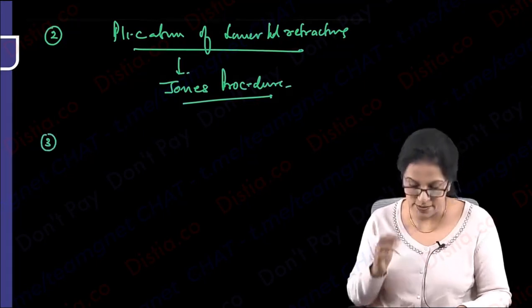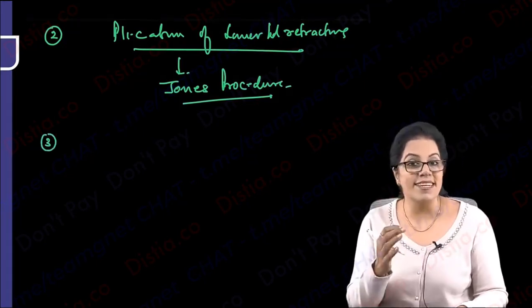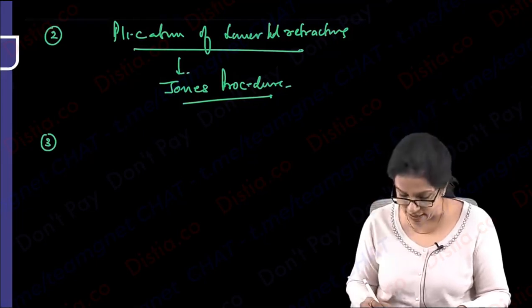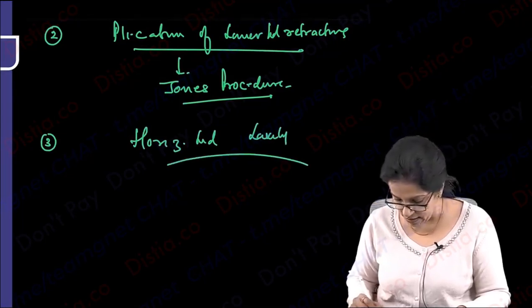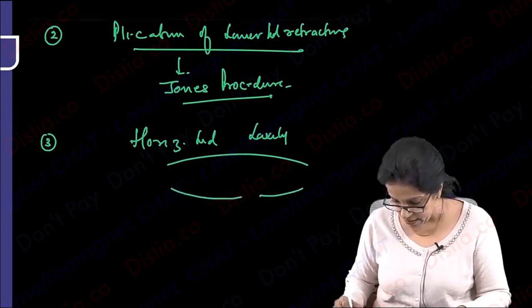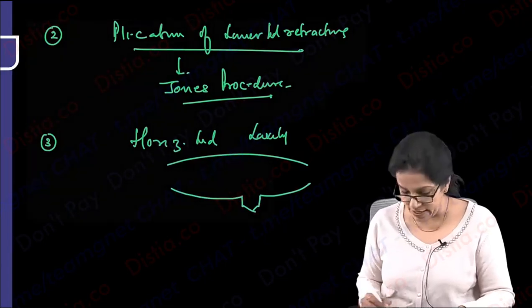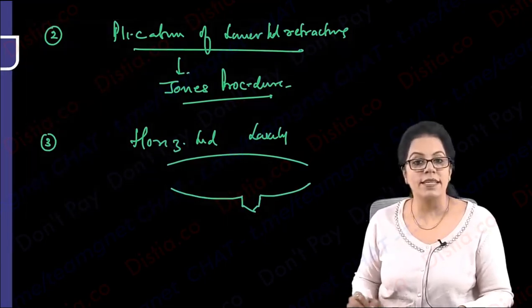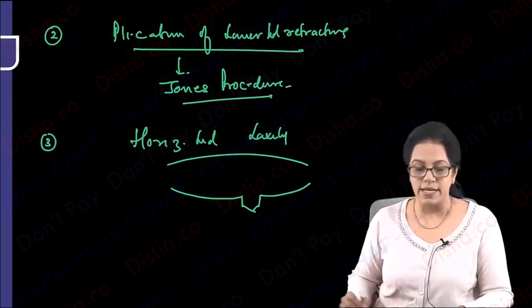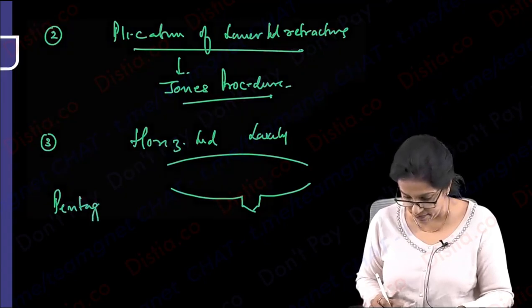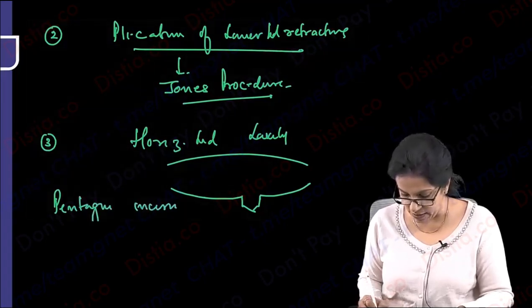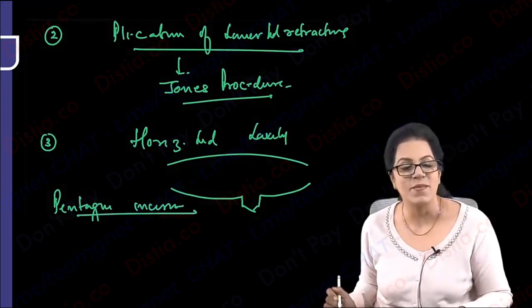We come to the third. What was the third mechanism? Horizontal lid laxity. How do you treat a horizontal lid laxity? What you do, if this is the lid, you cut a pentagon like this. So this is how we correct a horizontal lid laxity. It's called Bick's procedure. We go for pentagon incision to shorten it so that the laxity is less.